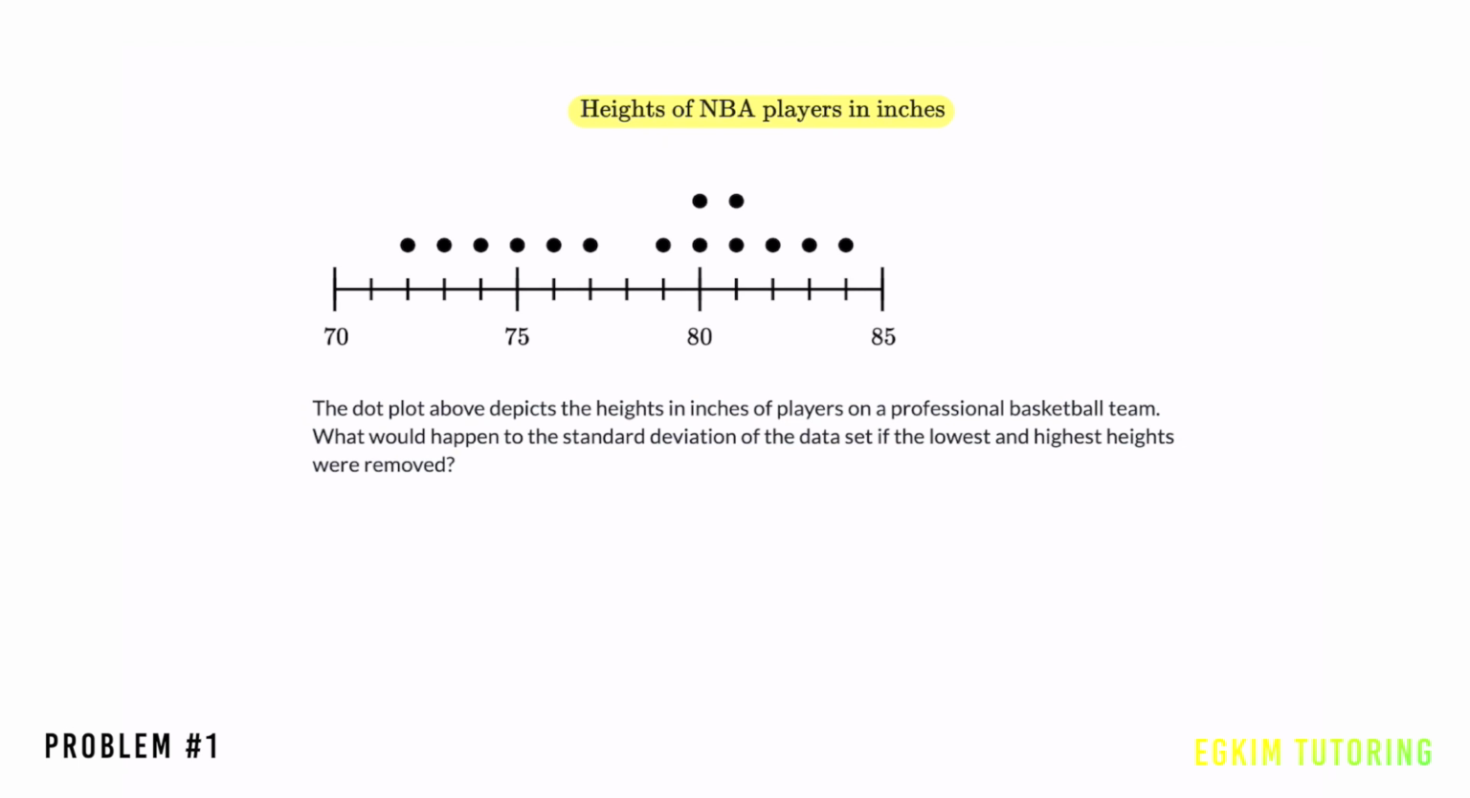It says the dot plot above depicts the heights in inches of players on a professional basketball team. What would happen to the standard deviation of the data set if the lowest and highest heights were removed? So there's a cluster right here, which means that the mean is going to be closer to this area. If you knock off the lowest point and the highest point, which are kind of like outliers of the data set, there are a couple things that are happening.